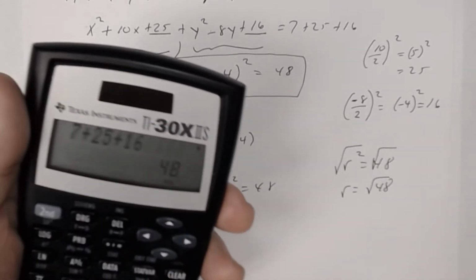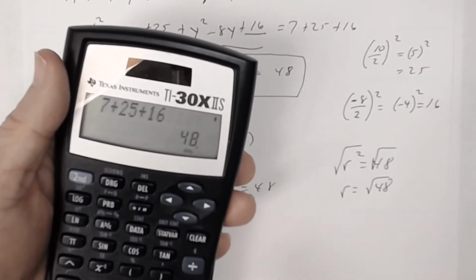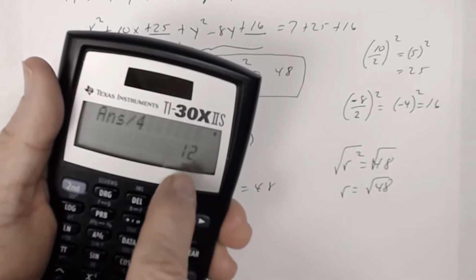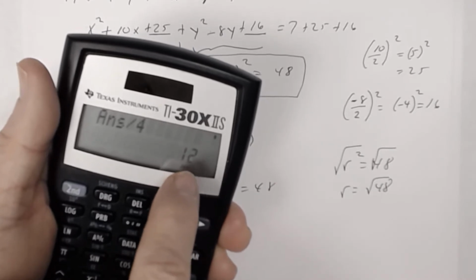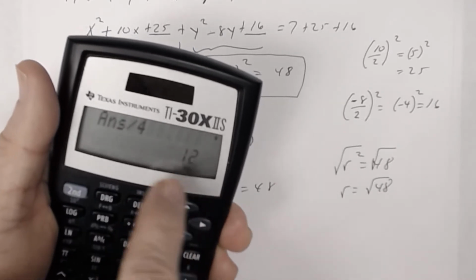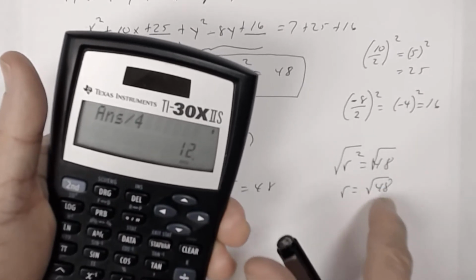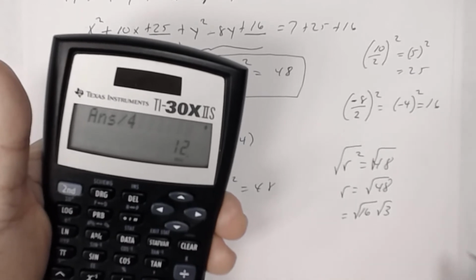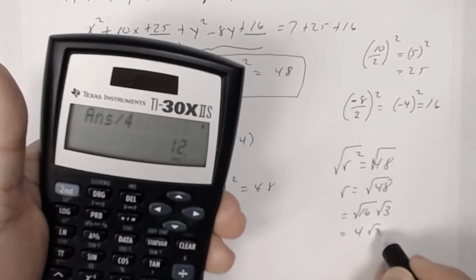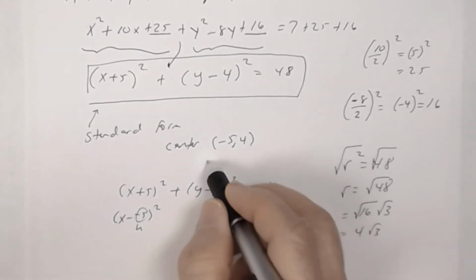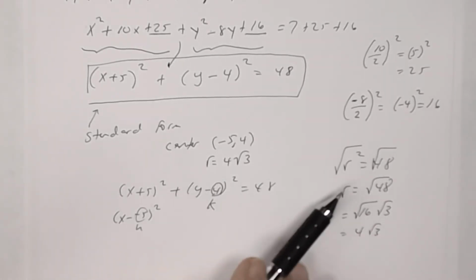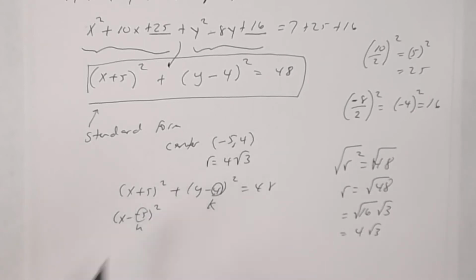In terms of 48, you want to look at the perfect square that goes into 48. So if I take 48 and divide by 4, because 4 is a perfect square, I get 12. But 12 is also divisible by 4 as well. So 4 times 4 is 16. So in fact, 16 is the largest perfect square that goes into 48. So you're going to say the square root of 16 times the square root of 3. And so you get 4 square root of 3. So the radius is 4 square root of 3. All right, so make sure whenever possible, you simplify the radical. All right, so that's number 1.